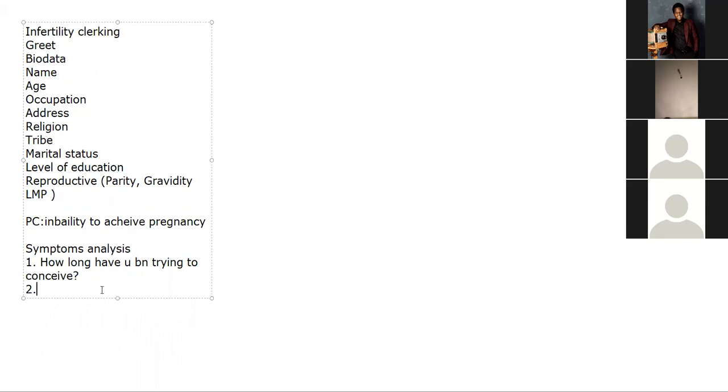Okay. So even before the frequency, you want to know if this person is staying with the partner. Do you understand? Some people's husband, maybe a civil engineer, travels far away and they are unable to have coitus. So it's also one of the causes of infertility. You understand? So you want to know, do you live with your partner?